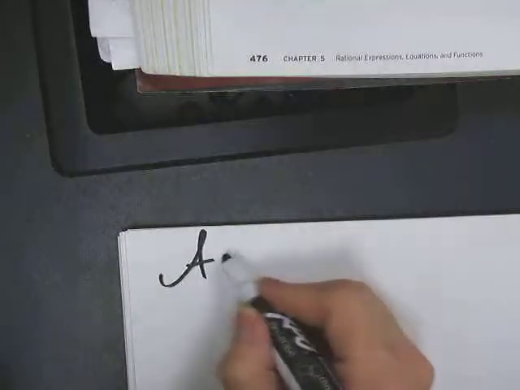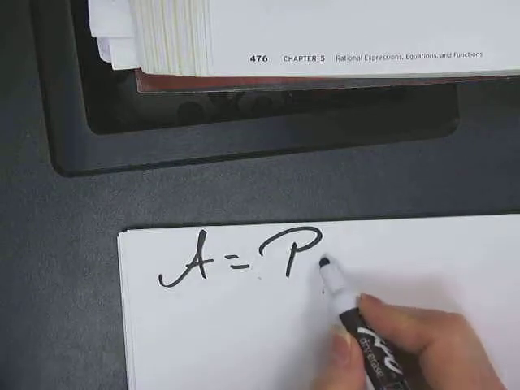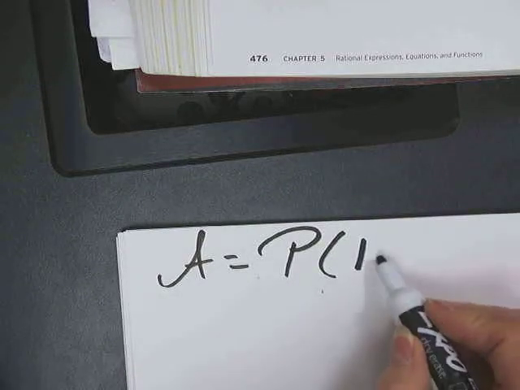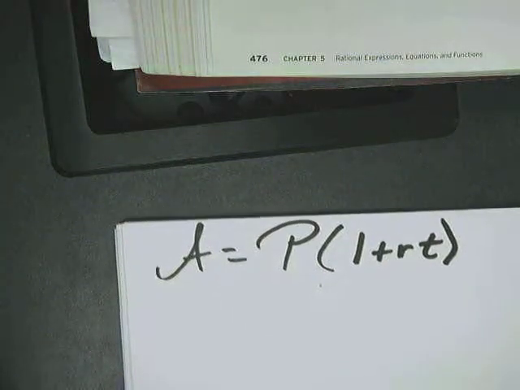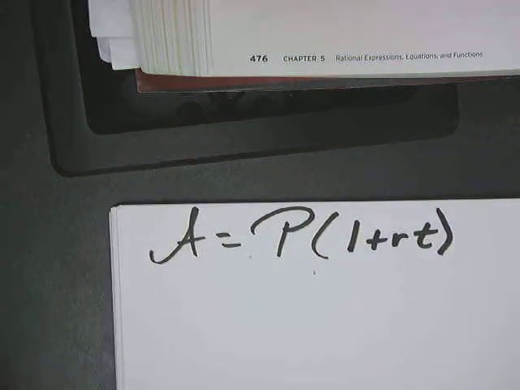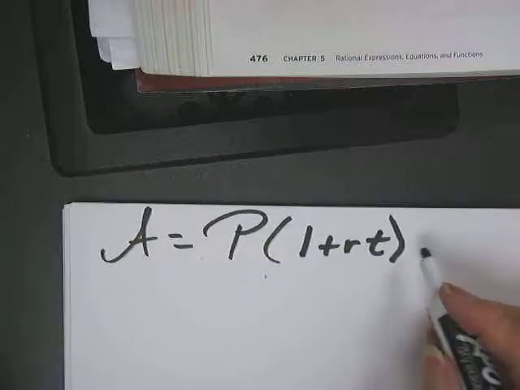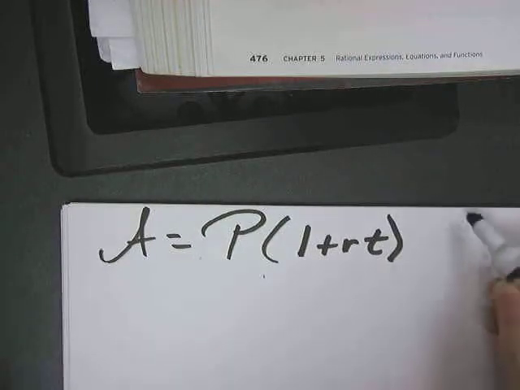Okay, how about another formula? Everybody got this all written down? A equals P times 1 plus RT. That's interest. I think it's compound interest, isn't it? Okay.